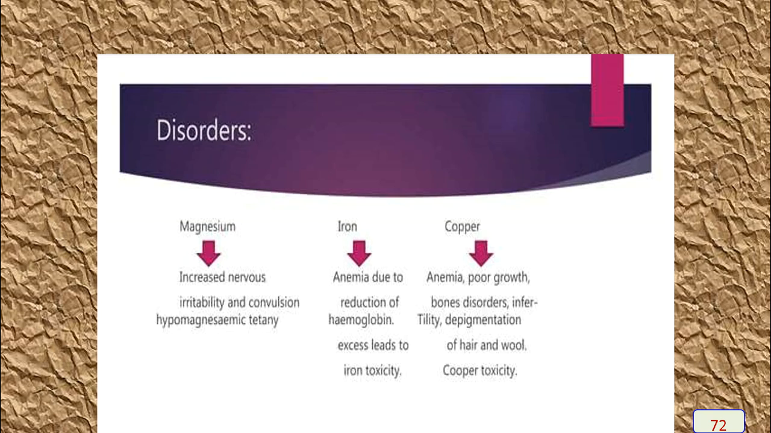Anemia due to reduction of the hemoglobin, increased nervous irritability. Then copper deficiency causes anemia and poor growth. We need to have it.